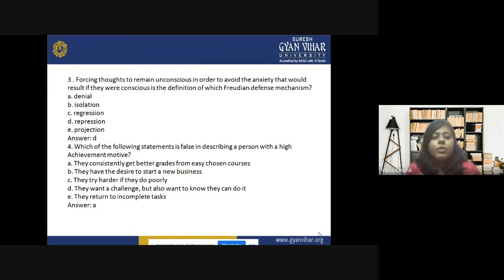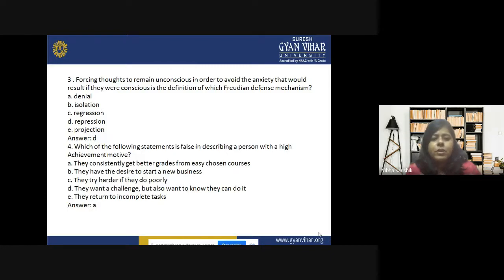Now the third one: forcing thought to remain unconscious in order to avoid the anxiety that would result if they were conscious is the definition of which Freudian defense mechanism. Now the options are A. Denial, B. Isolation, C. Regression, D. Repression, or E. Projection. So these are the options, students, and the correct answer is option D.